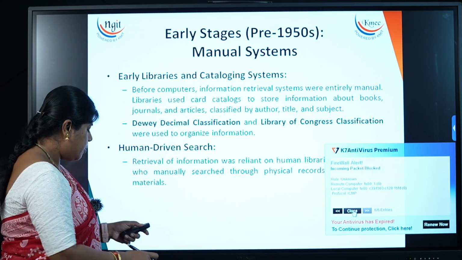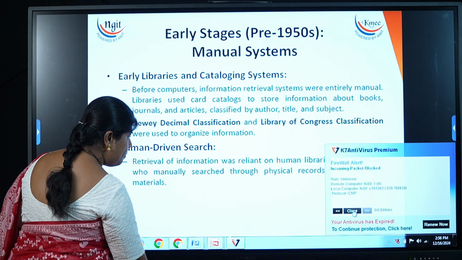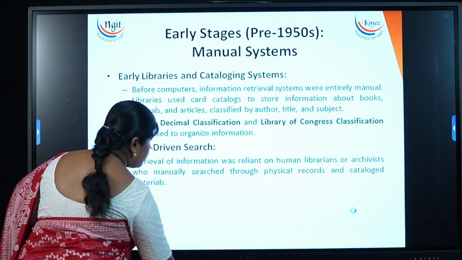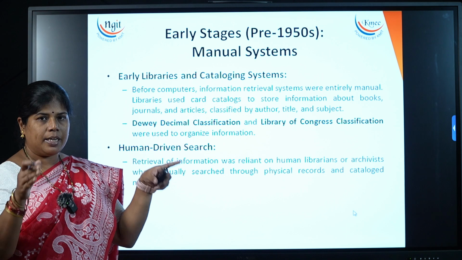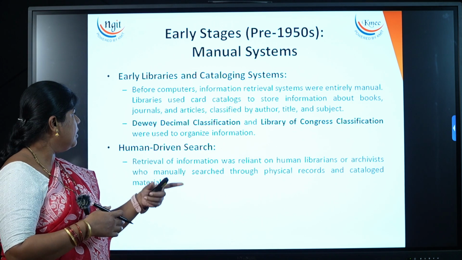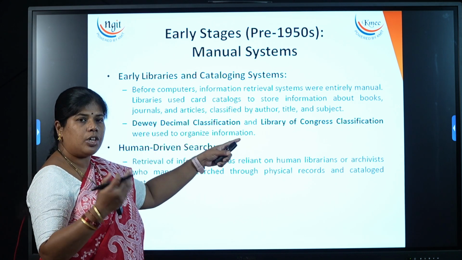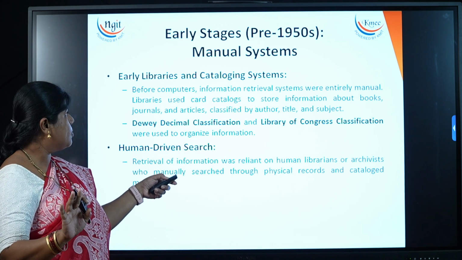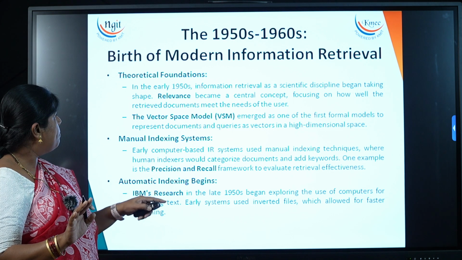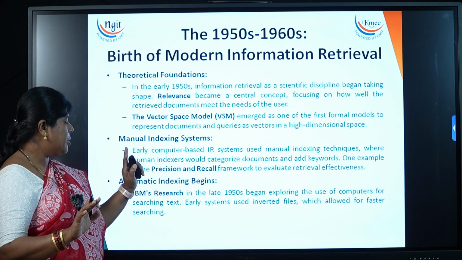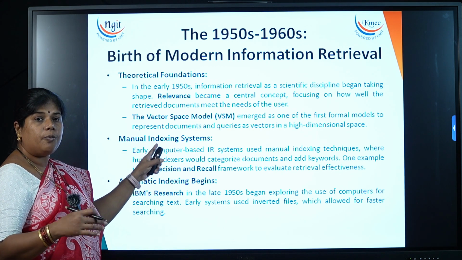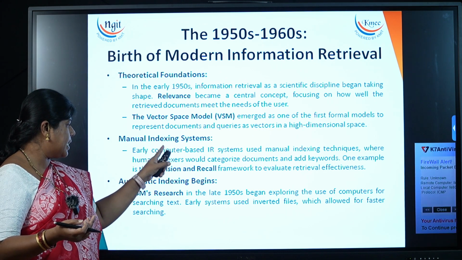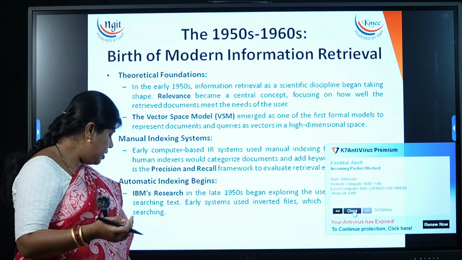There was a library of documents, and anything that we wanted to search, we would search page by page manually. There was no automated process. Then next, what happened? There was a modern information retrieval system in which we took the help of indexing. But how was that indexing?